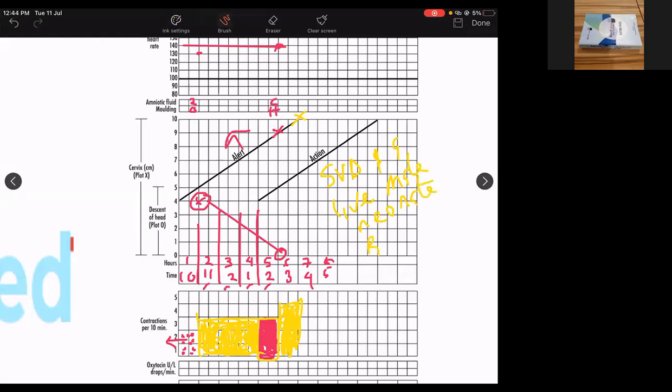Birth weight 3 kg. Apgar score... 2.5 to 3 is okay. Don't worry, he's 3 kg. So Apgar score of 8 and 9. So this was a spontaneous vaginal delivery, a very smooth one.